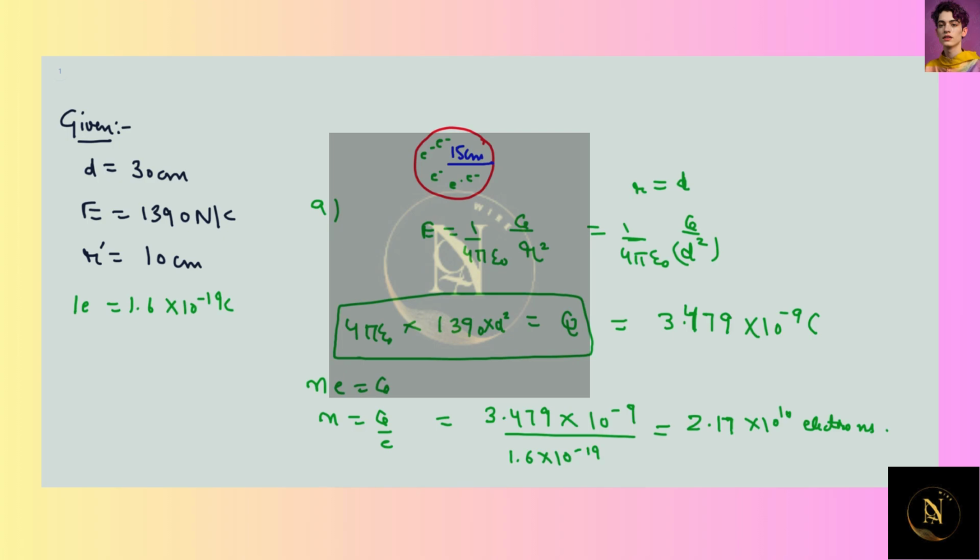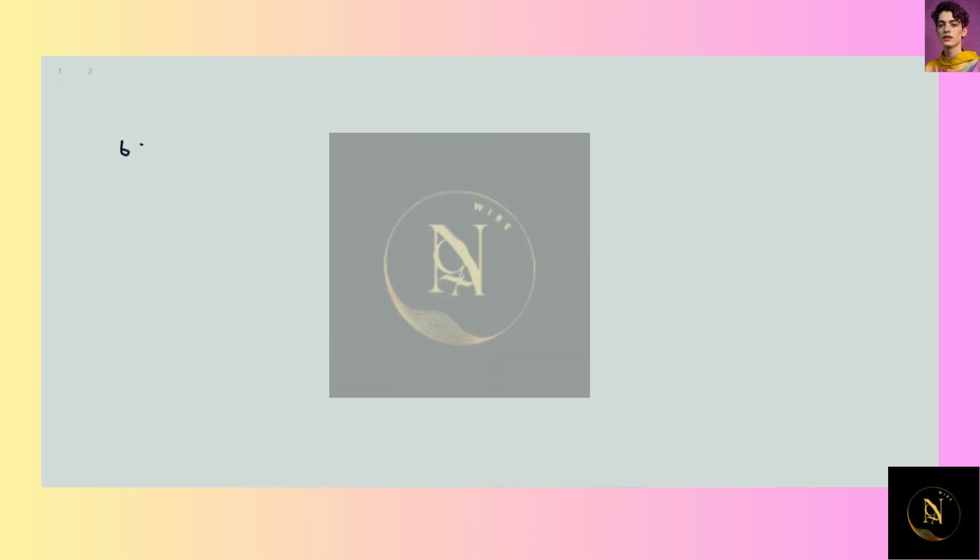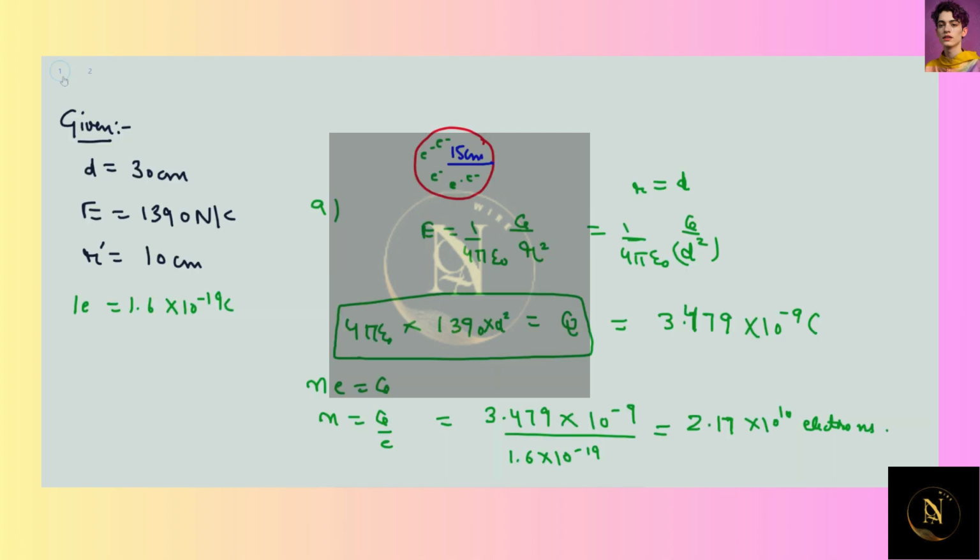Now going to the B part. Now we need to find out the electric field at r equals 10 centimeter. So if you convert this one, this would be 0.30 meter, and the radius was actually 0.15 meter. So we are now finding out at 0.1 meter. So let me correct it. So this is 0.15 meter. So yeah, 0.15 meter.